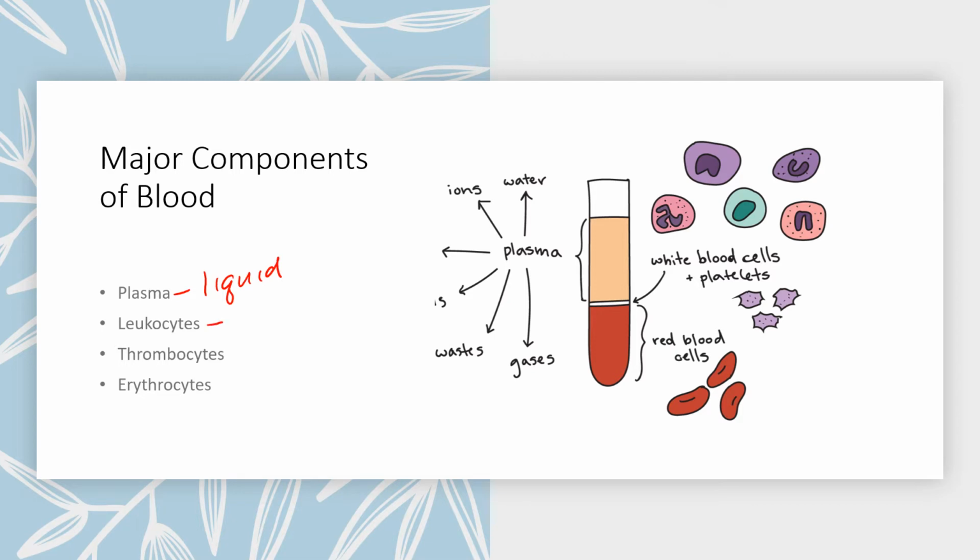Leukocytes is a fancy word for white blood cells. Leuko, when you see it, always refers to the color white. Cyte always refers to cells. Thrombocytes are platelets. And erythrocytes are red blood cells. From time to time, I'll use these terms interchangeably, like erythrocytes or red blood cells.